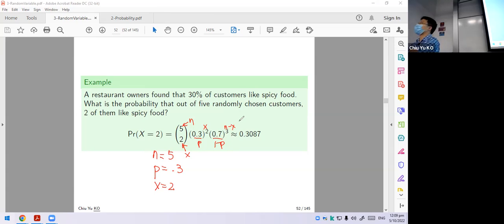But probably you will ask the question, what if we need more than 2 outcomes? We don't want just success or failure. We want more than 2 outcomes. And indeed, that is what we call the multinomial distribution.